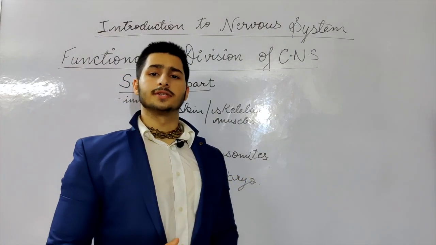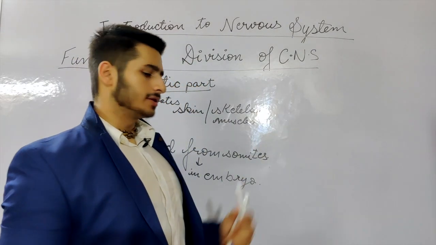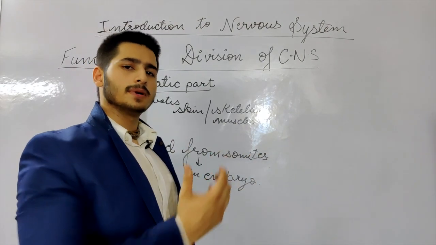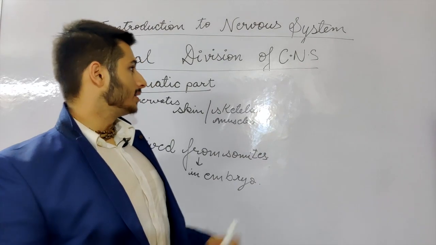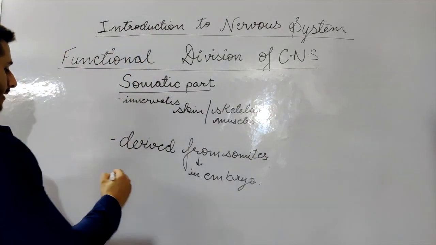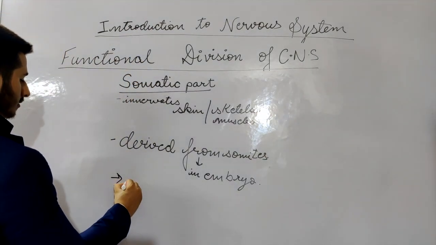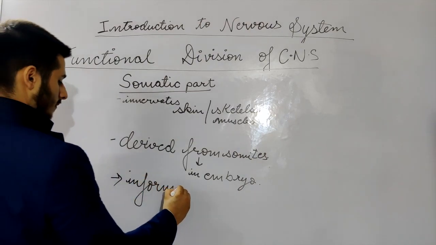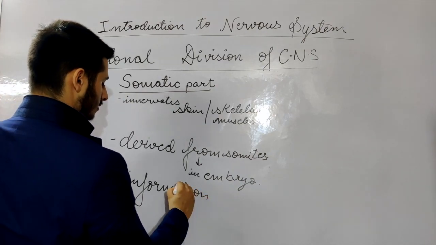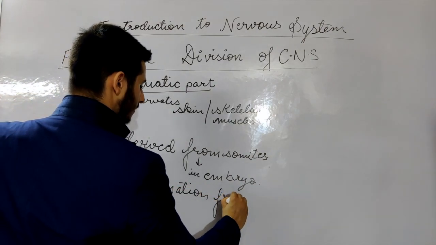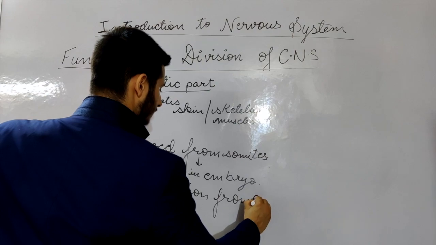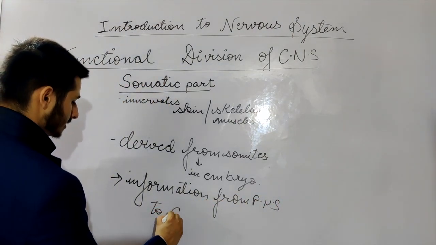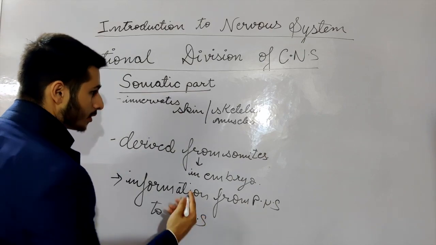So what does the somatic part do? It actually takes up signals from the peripheral regions of the body, back to the spinal cord and the brain. It takes information from the body, information from the peripheral regions, from the PNS to the CNS. That is the brain and the spinal cord.